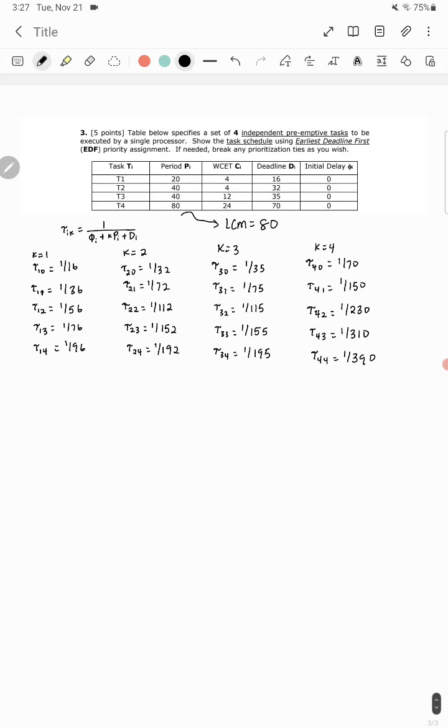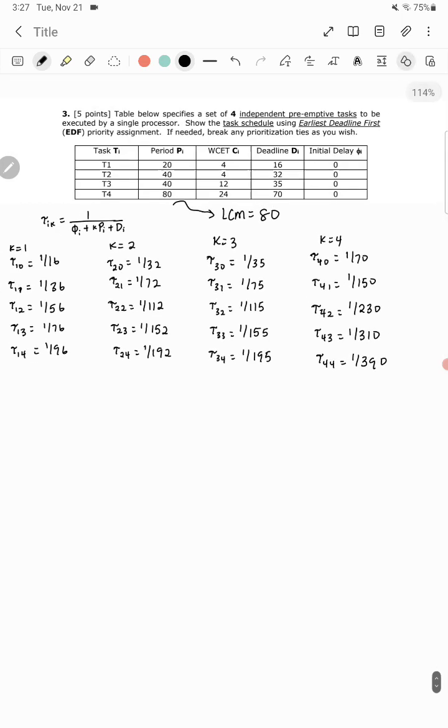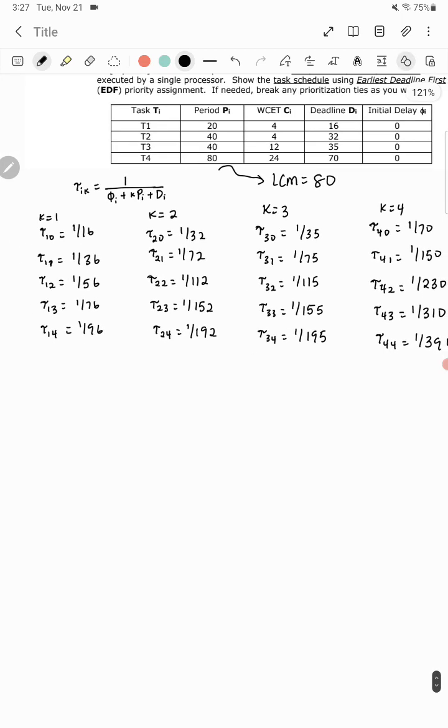Okay, so the next step is to draw our timing diagram. There's a bunch of different names it's called, but I like to call it the timing diagram because it's a diagram that plots out all the different tasks together. Okay, so our diagram looks something like this.